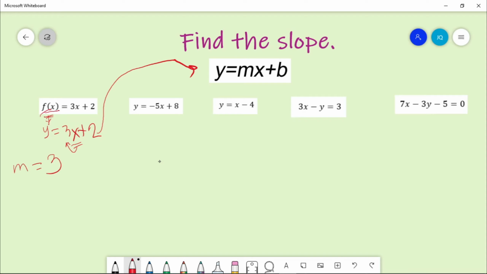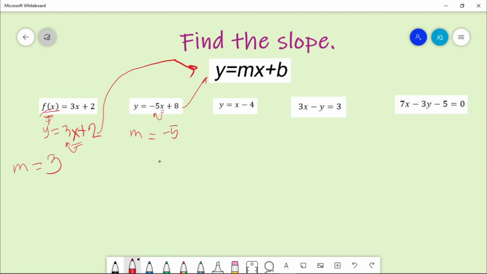Now let's go to the next one, and that is y is equals to negative 5x plus 8. Does this look like the slope-intercept form? Yes. Can you see the slope? The slope is beside the variable x, and that is negative 5.